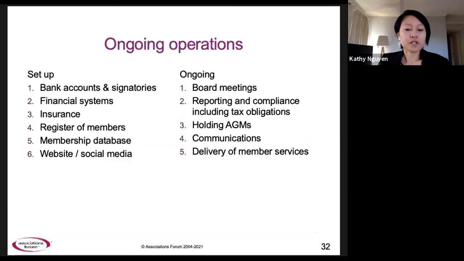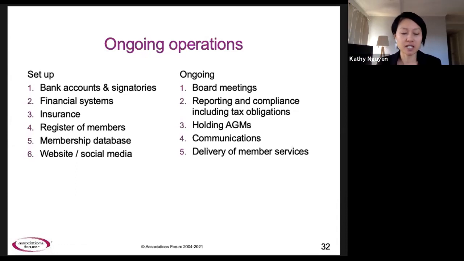All right. So once you've incorporated, there are some ongoing matters for consideration. On setup, obviously you need bank accounts and signatories, and financial systems. What we mean by that is a way to process payments or transactions, and it might be setting up MYOB or Xero. Consider what insurance policies you might need. Keep a register of members, and that might be a part of your membership database. We make the distinction because the register of members, depending on the Act, will have certain information, but the membership database will have more information than what's required in the register.